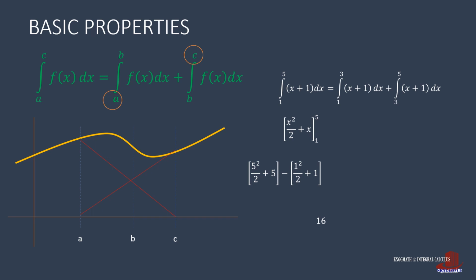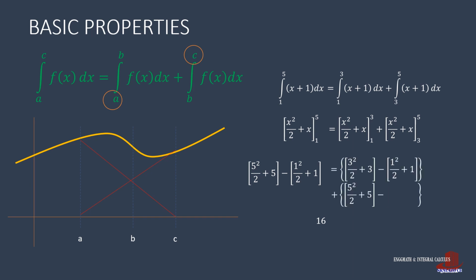Now check the left side of the equation. The integral turns out as x squared over 2 plus x. Then all we gotta do is to plug in the limits. That is, x squared over 2 plus x with the limits from 3 to 1. Then add the second term as the same x squared over 2 plus x with the limits from 5 to 3. Simplify the brackets and have 6 plus 10, which is also equal to 16.